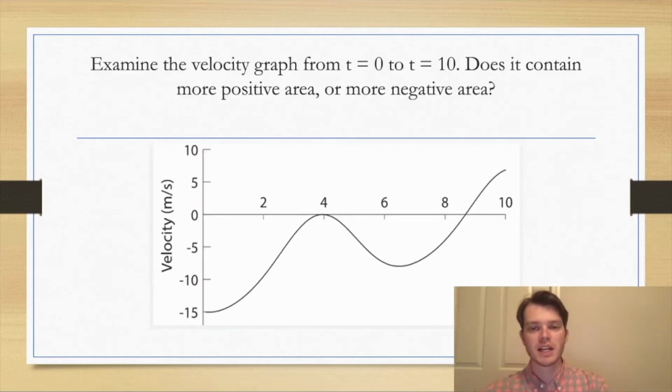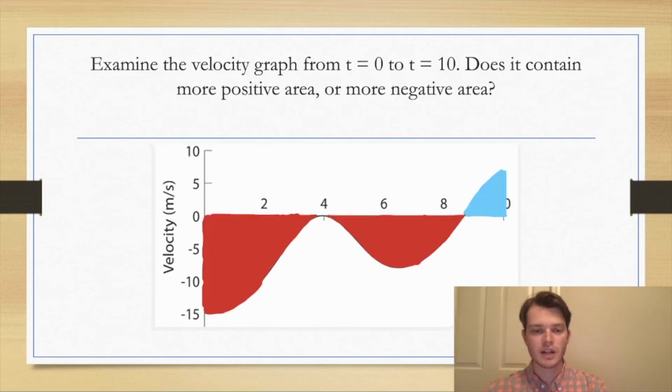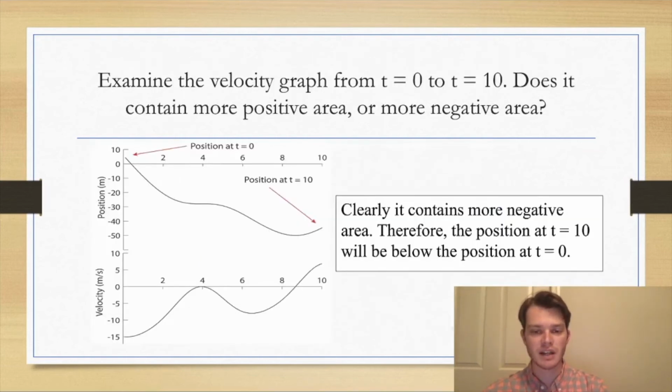Examine the velocity graph from time equals 0 to time equals 10. Does it contain more positive area or more negative area? So here we have a velocity time graph, and we're asked to integrate up to position. So we want to have our area under the curve. And so our area under the curve starts at y equals 0 and goes to wherever the curve is. So here I drew in our area, and red indicates that it's negative and blue indicates it's positive. So clearly we have more negative area, and therefore the position at time equals 10 will be below our time equals 0 because we'll be decreasing our position.